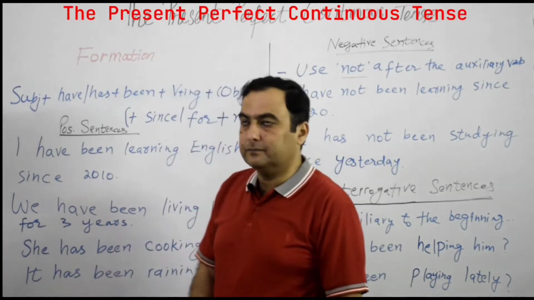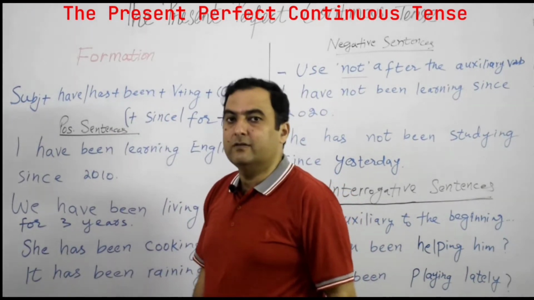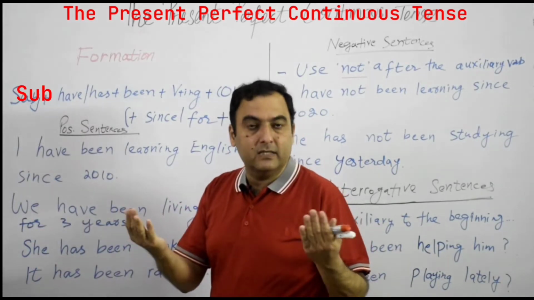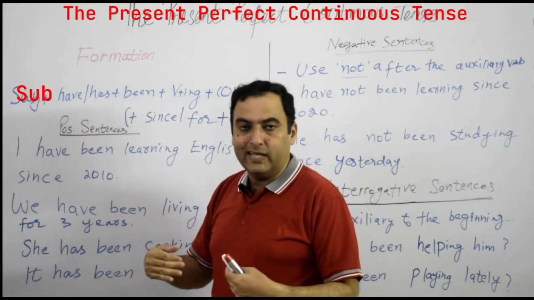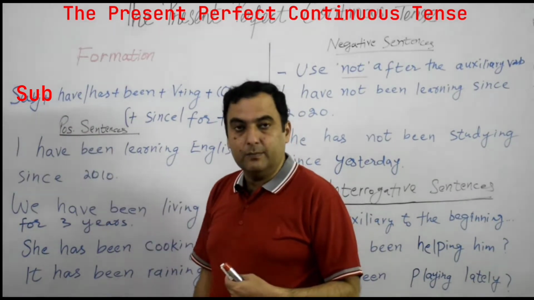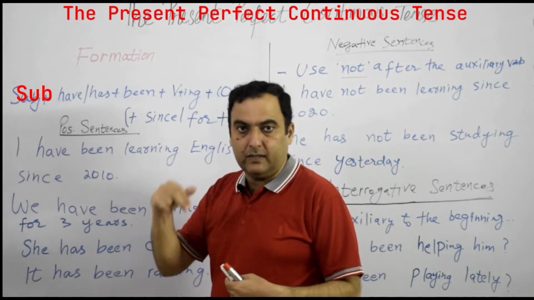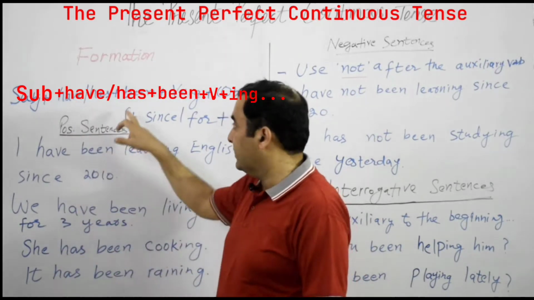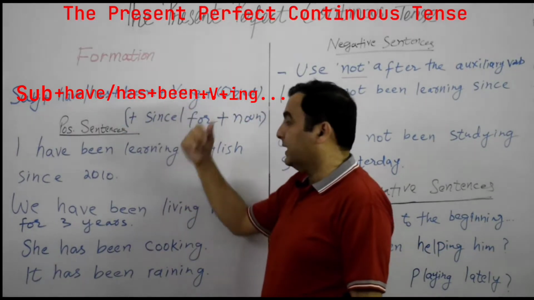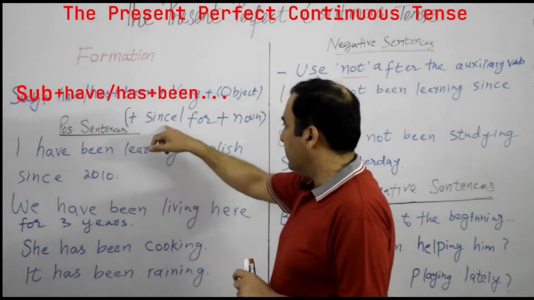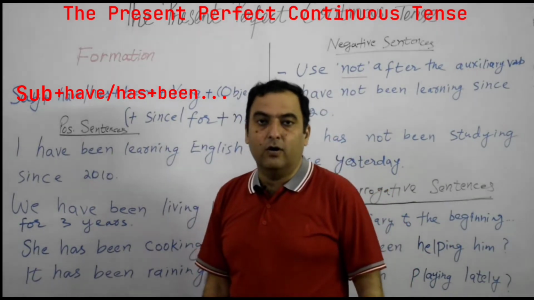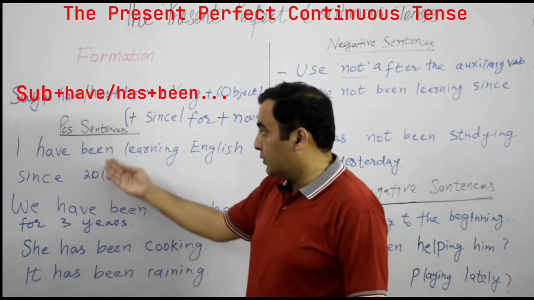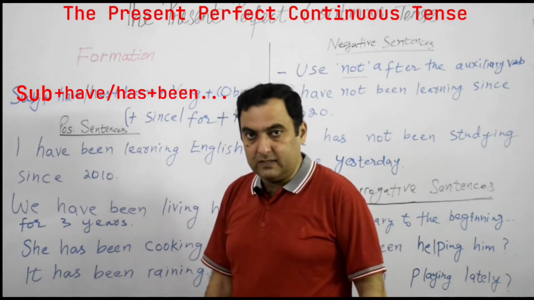So let's start. We study the formation first, and we have the subject. In any tense we have the subject first, including this tense. So we have the subject first, and then we have two auxiliaries in this tense: have, has, plus verb plus ing, and then object optional, and then we have either since or for, and even that since or for is also optional.